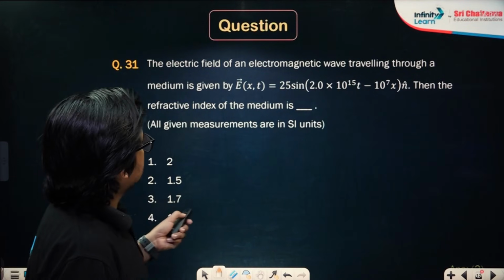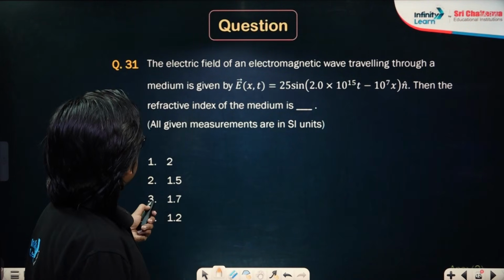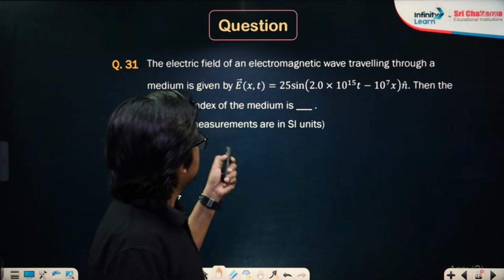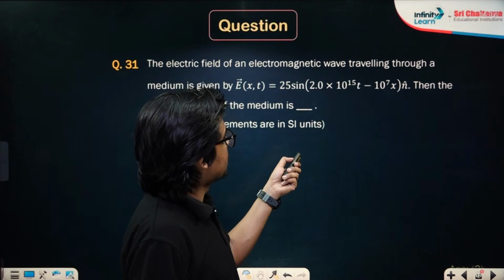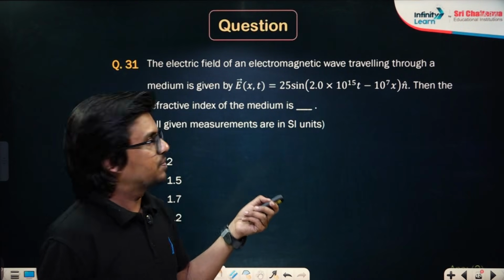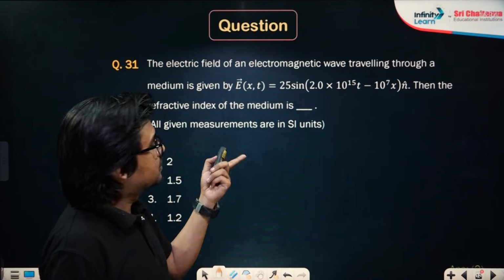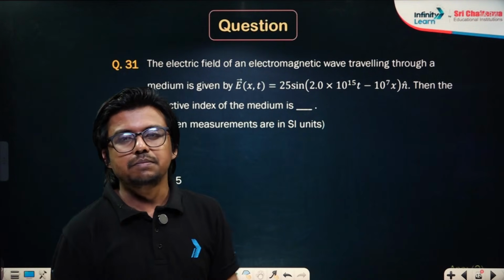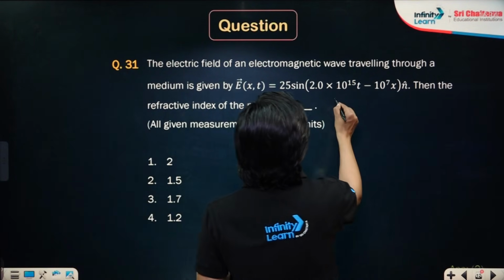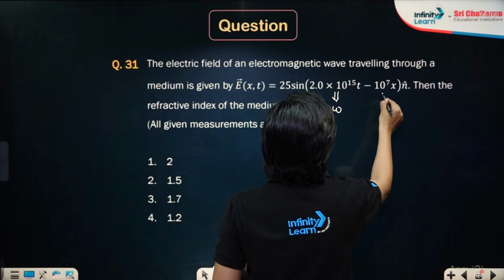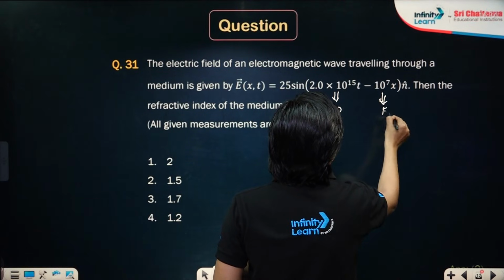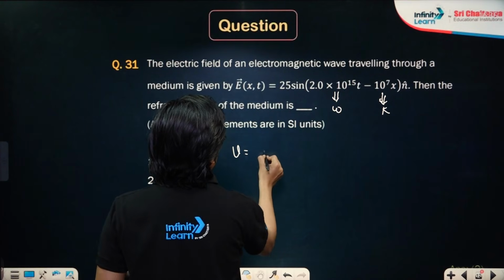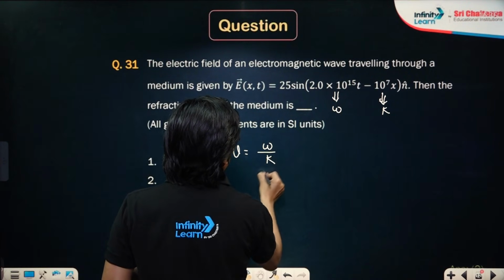Now the electric field of an electromagnetic wave traveling through a medium is given by E vector equal to 25 sine of (2.0 into 10 raised to the power 15 t minus 10 raised to the power 7 x) n cap. N cap is the unit vector in the direction of the electric field. Then what is the refractive index of the medium? This is omega. This is K. The velocity in that medium is equal to omega by K.